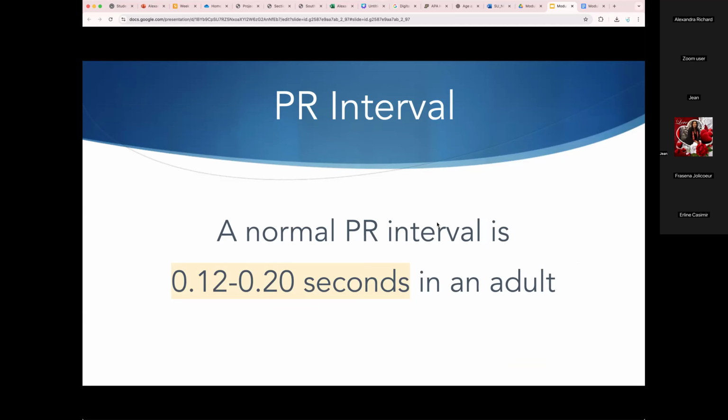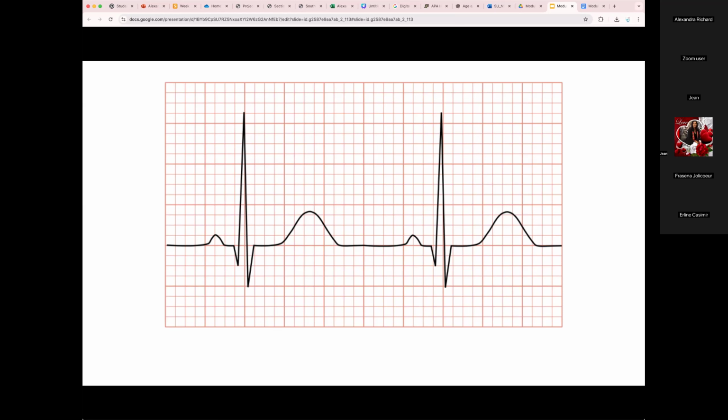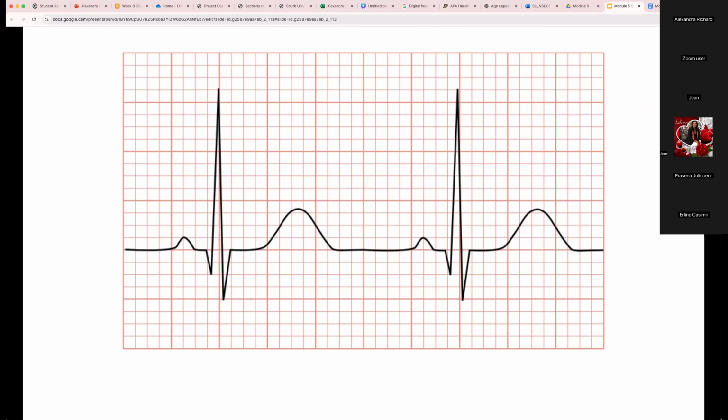All right, so let's do a little refresher. We did this last week, but I just want to help reinforce your understanding of this. Can everyone tell me in the chat, what is this PR interval in seconds, and is it normal or is there a delay?